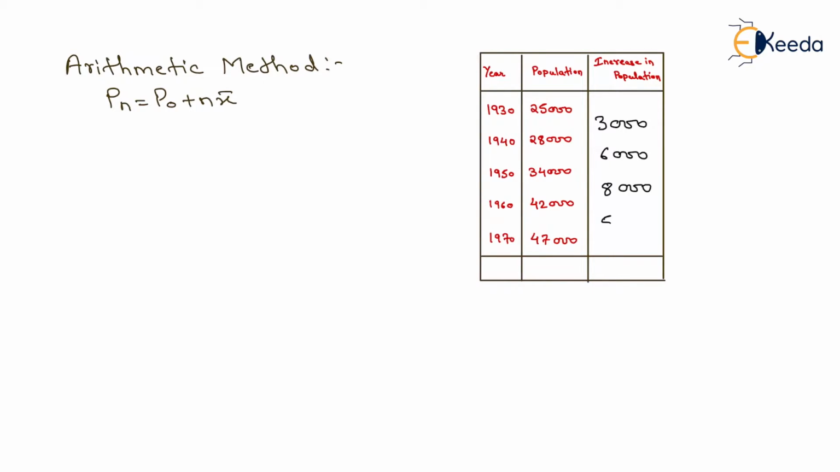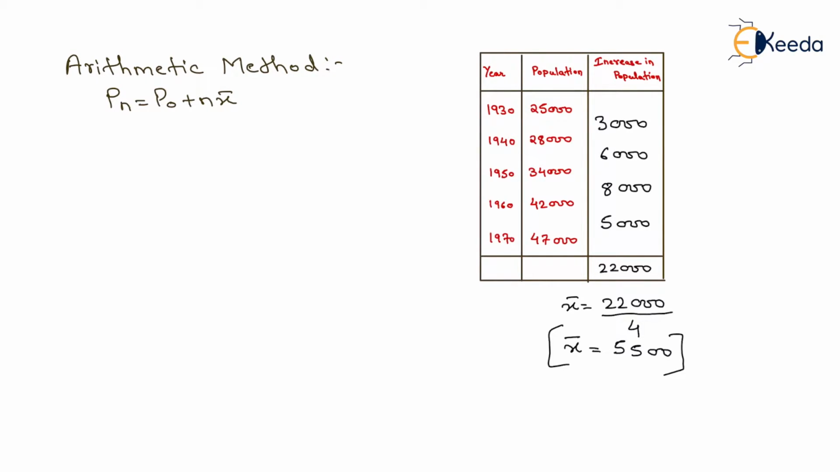5,000. Now if we add all these values, it comes out as 22,000. Now we need to determine the value of x bar. For the x bar calculation, we take the total sum of increase in population, and this increase took place in 4 decades, so we divide this by 4. The increase in population per decade will be 5,500. This is the value of x bar, that is 5,500.